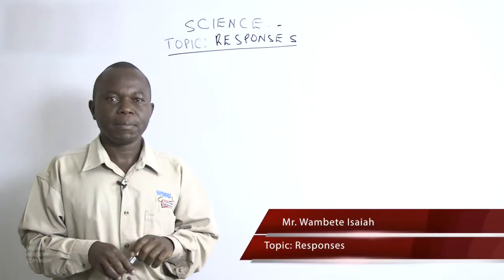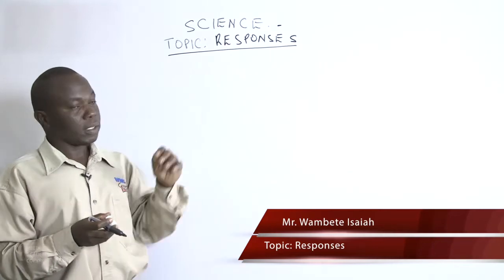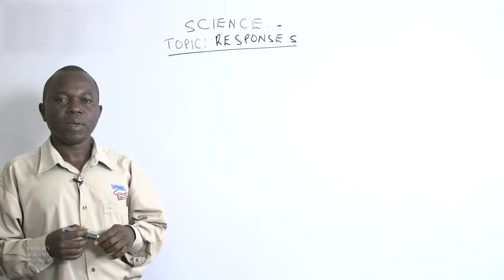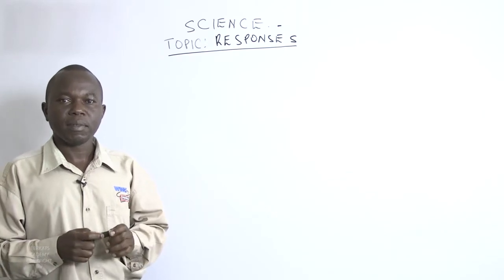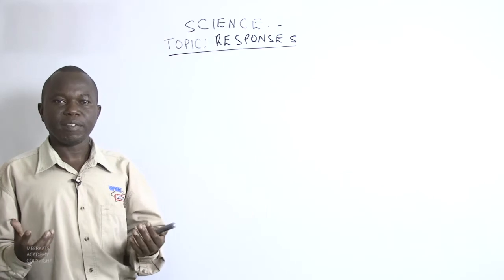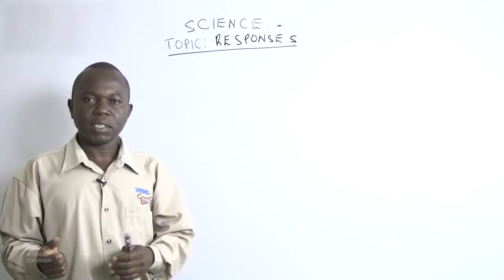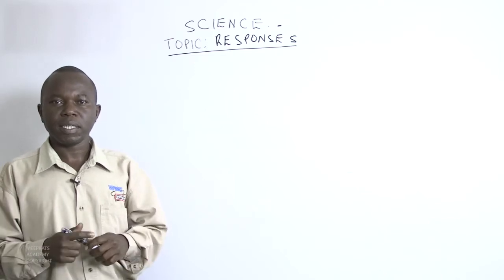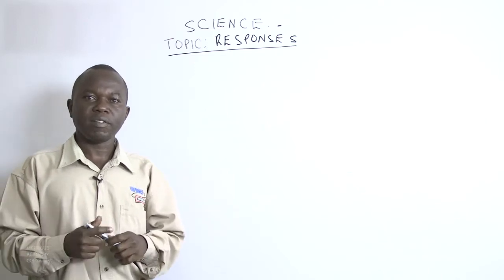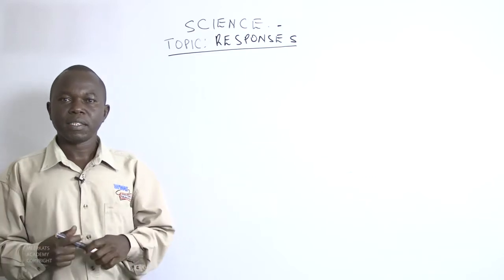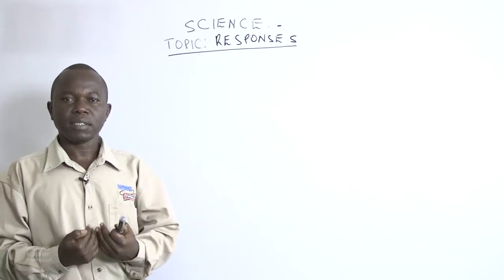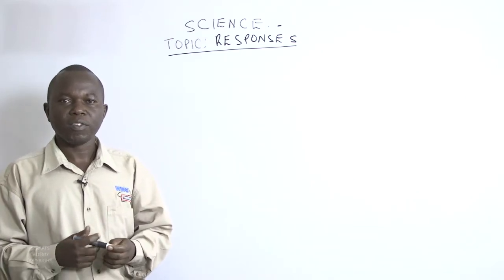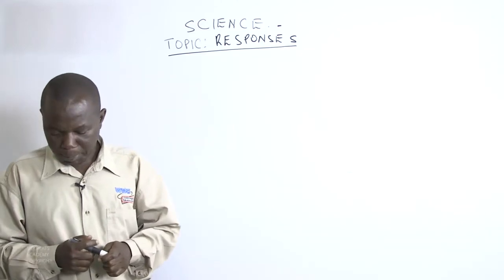Hello there, welcome to our science lesson, the topic: responses. Remember, in our previous lessons, we have talked about the nervous system, and we said the major function of the nervous system is to detect changes in the environment, generate impulses, send the impulses to the central nervous system, and then later the central nervous system sends another impulse called a motor impulse to an effector organ for a response to take place.